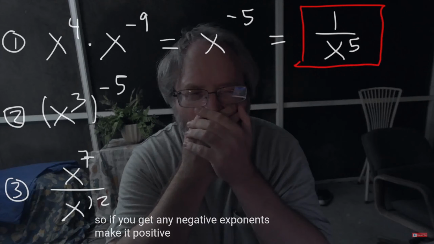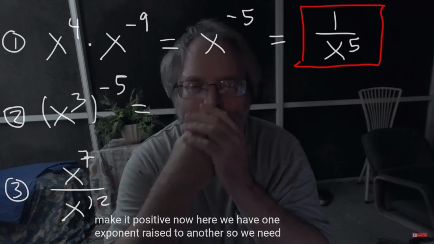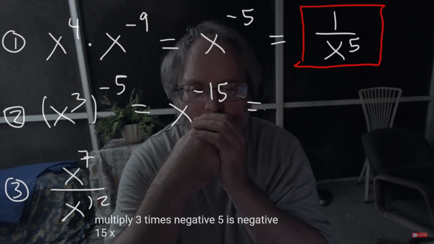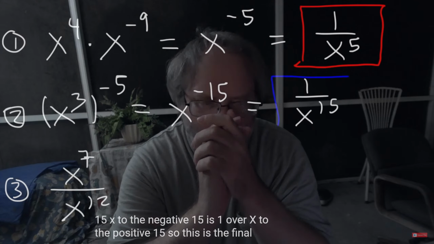Now here we have one exponent raised to another, so we need to multiply. 3 times negative 5 is negative 15. X to the negative 15 is 1 over x to the positive 15. So this is the final answer for that problem.